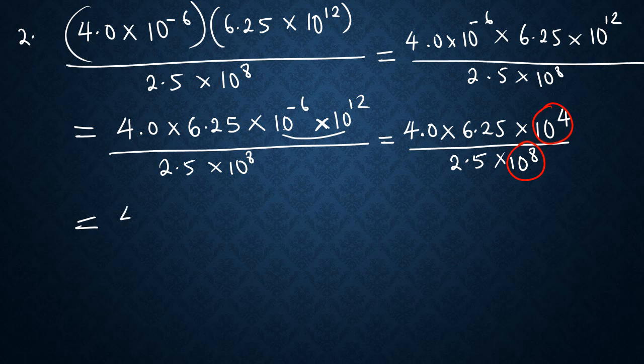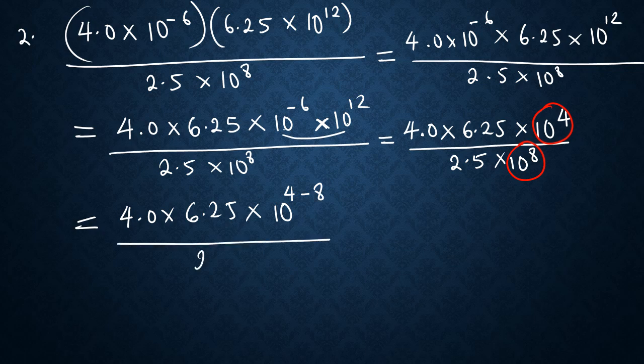So let's go ahead and write 4.0 times 6.25 times 10 to the 4th power minus 8, all divided by 2.5. Look what I did. I had to subtract because they have the same base. So subtracting them means I'm dividing 10 to the 4th power by 10 to the 8th power. Since 4 minus 8 is negative 4, I'll delete that and replace it with negative 4.